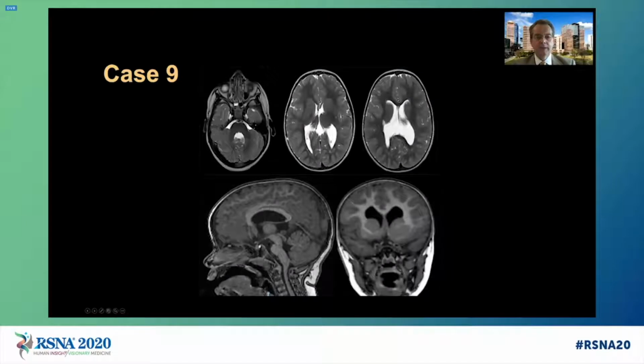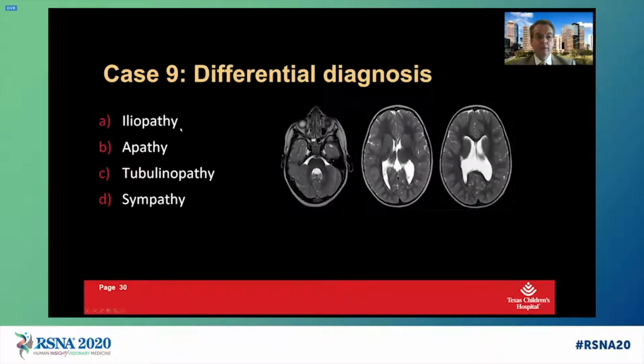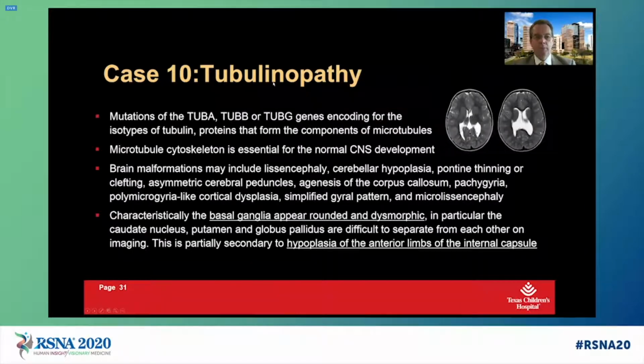Next case. T2 axial, sagittal T1, coronal T1. Funny-looking brainstem, a little bit like a butterfly. Very funny dysmorphic basal ganglia, basically no anterior internal capsule, and a somewhat dysmorphic ventricular system. The brainstem also looks awkward. So what is this? Is this an ciliopathy, an actinopathy, tubulinopathy, or a synaptopathy? This is a tubulinopathy. Tubulinopathy is secondary to mutations of the TUBA, B, or G genes.